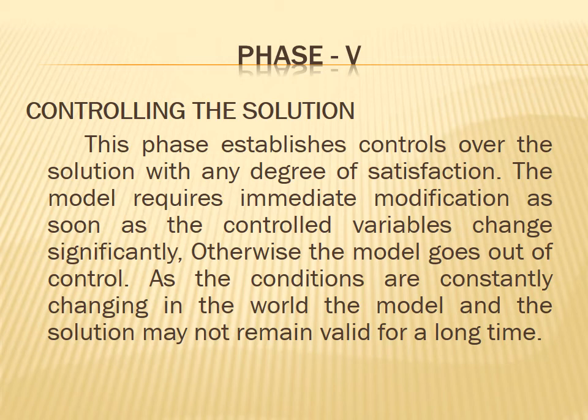Fifth phase is controlling the solution. This phase establishes controls over the solution with any degree of satisfaction. The model requires immediate modification as soon as the controlled variables change significantly. Otherwise, the model goes out of control. As the conditions are constantly changing in the world, the model and the solution may not remain valid for a long time.